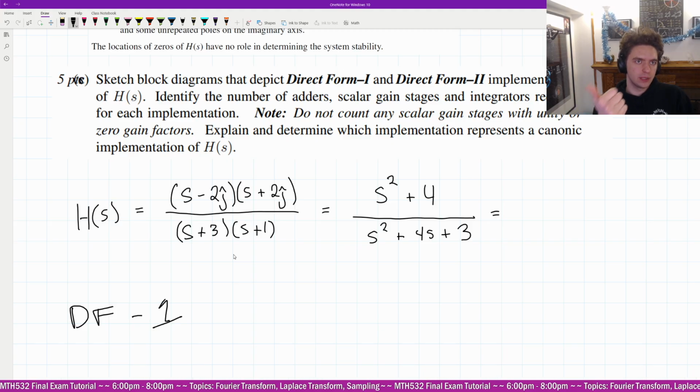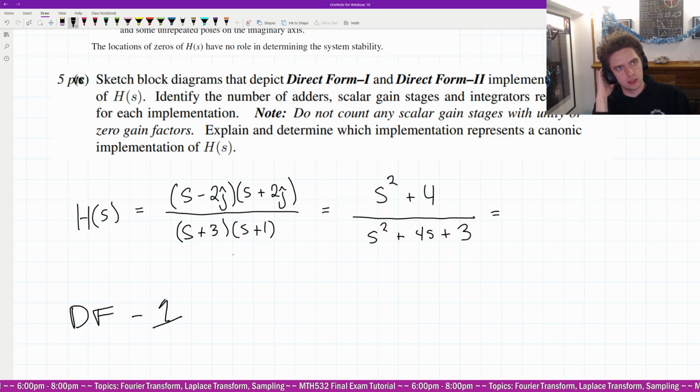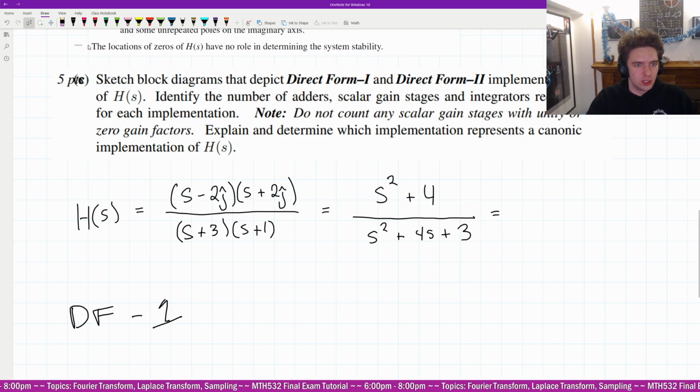Yeah, zeros have nothing to do with asymptotic stability. We can just ignore them. According to this, yes. Actually, it even says right there: the location of the zeros of H(s) have no role in determining the system stability.